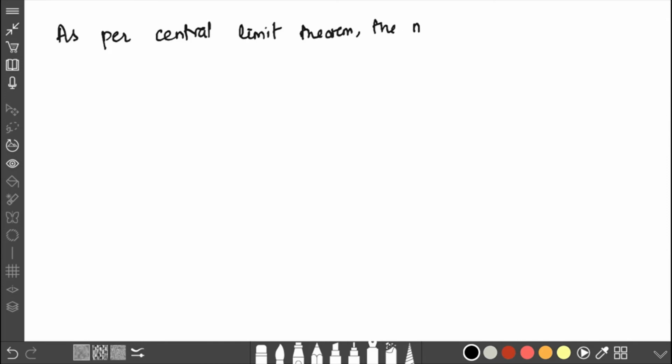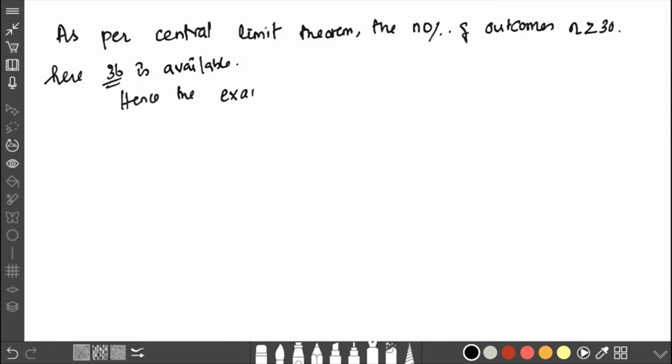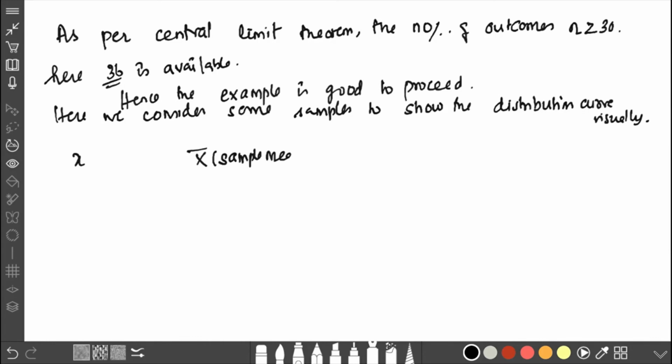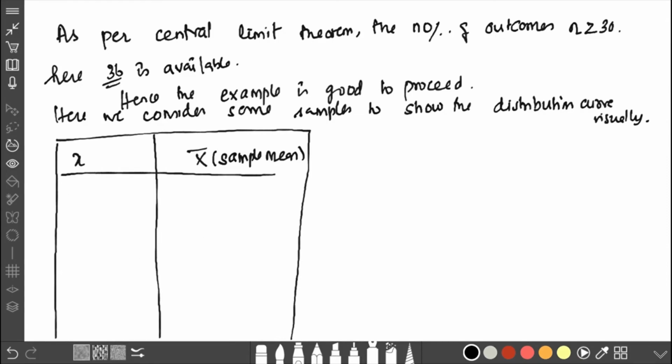As per the central limit theorem, how can this be shown to have a statistical probability? We know the distribution will be better if the number of sample points is more than 30. Here the number of sample points we are considering is 36, hence it is a good example and we can proceed with this. To show the distribution curve visually, I am not going to consider all 36, only some 8 points as an example, so that you can visualize and imagine how this could be drawn for more sample points.